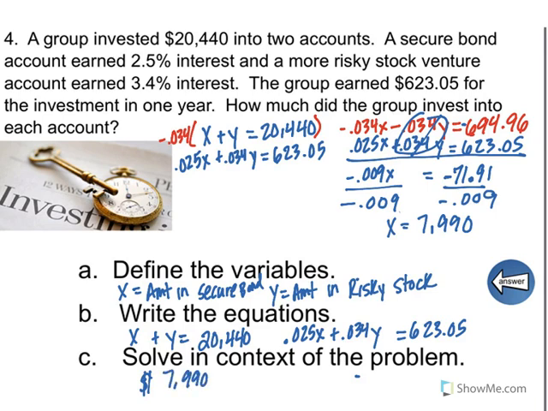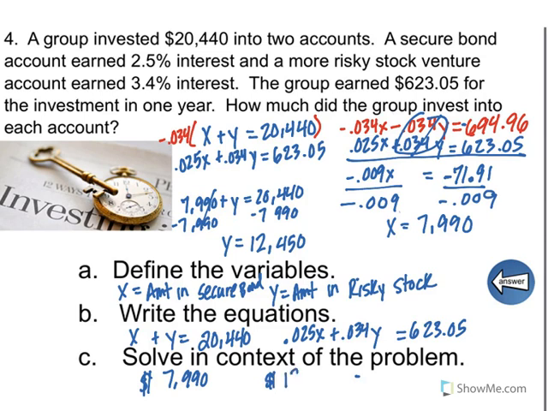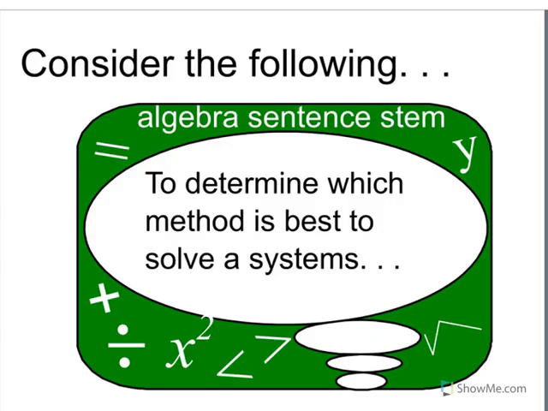To get the other amount, I'm going to just use that first equation. So 7,990 plus y equals 20,440. Subtract 7,990 from both sides, and I get y is equal to 12,450. So I know the amount invested in the risky stock was 12,450. Again, you want to check both just to make sure that you did it correctly, and then make sure that you write the solution in the context of that problem.